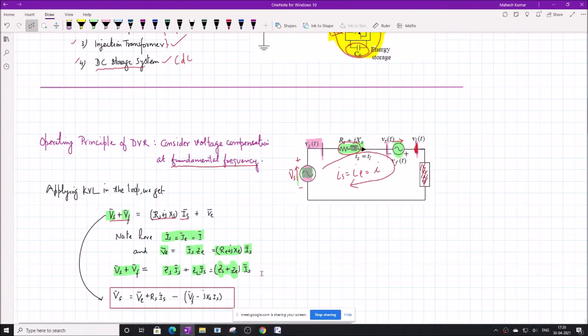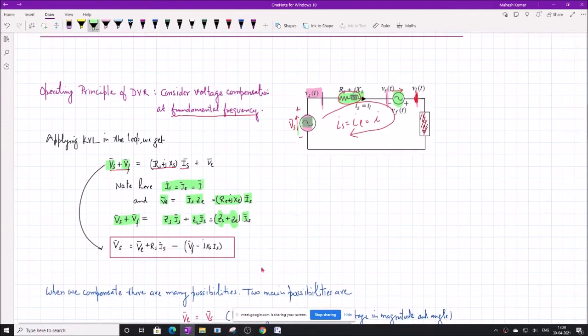We can also express this in this form, that VS is therefore equal to VL, the voltage across the load, plus RS plus jXS into IS minus VF. So what we did, we have combined the term jXS IS with VF. Why did we do this? Because we wanted to ensure that VF should be co-phasor of jXS IS. That is, VF should be along jXS IS.